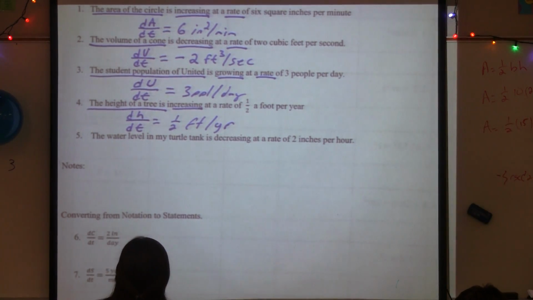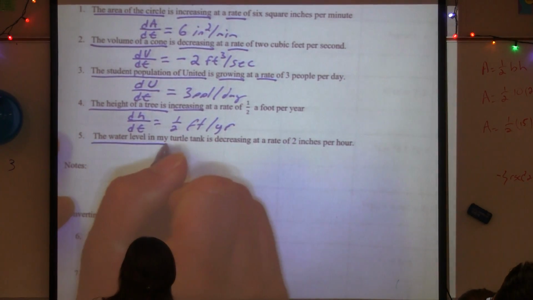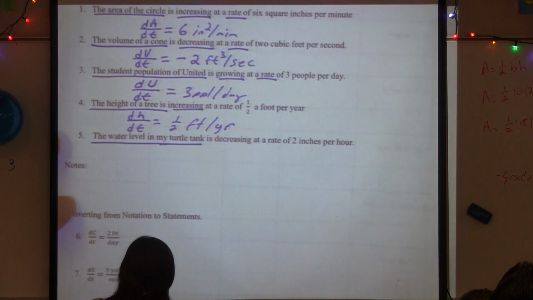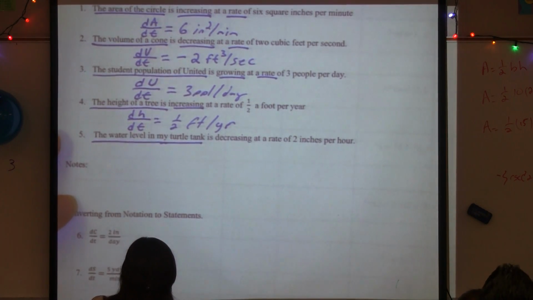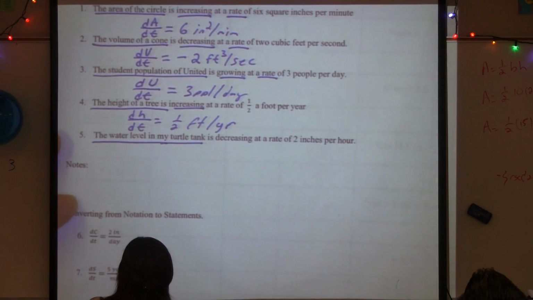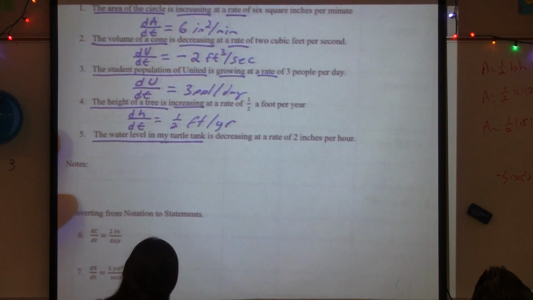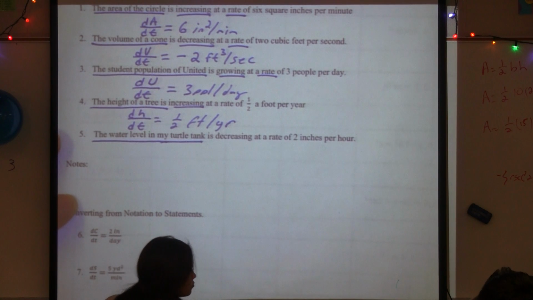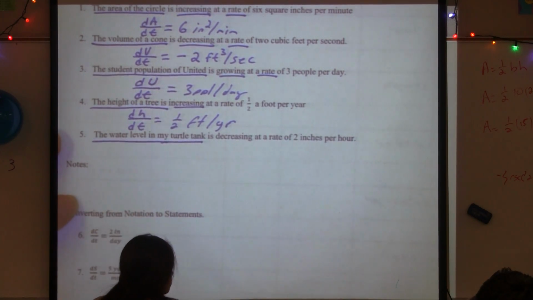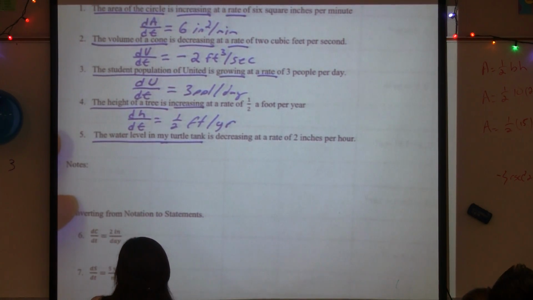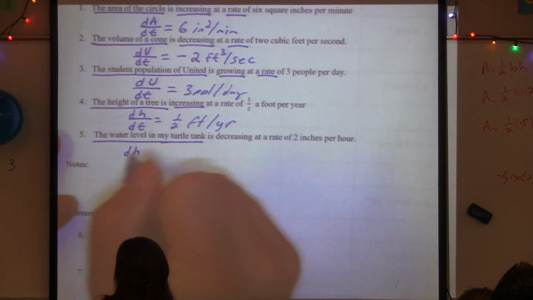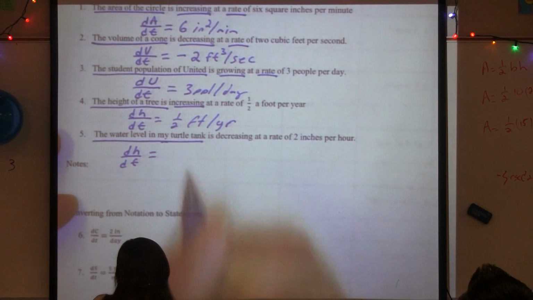The water level in my turtle tank is decreasing at a rate of 2 inches per hour. So what do you want to use to represent the water level in my turtle tank? W? You just want to use H again. But it's the water level, so that's talking about the height of the water, right? So this would be dH dt equals what?